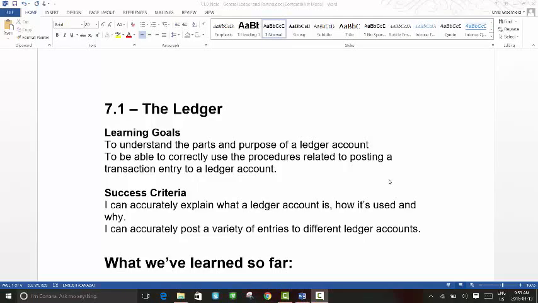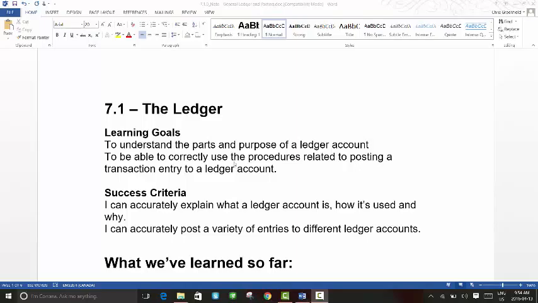Hi, accounting students. Today our lesson is the ledger. In this lesson, we are going to learn about what the ledger is, how it works, and how we make entries to it. So the learning goals then are to understand the parts and purpose of a ledger account and to be able to correctly use the procedures related to the ledger account.